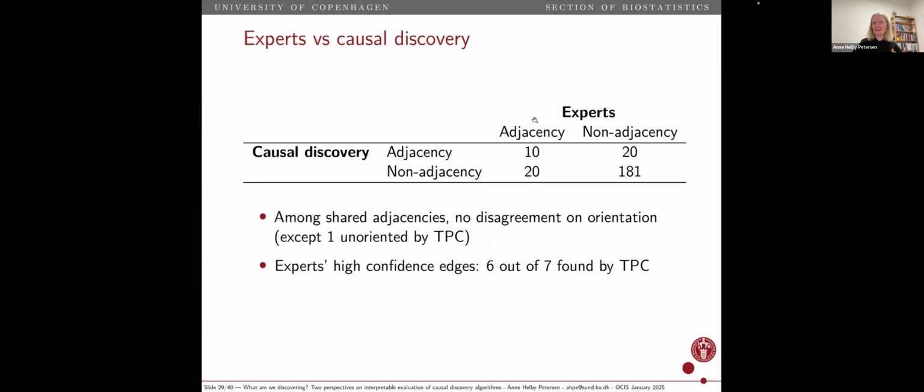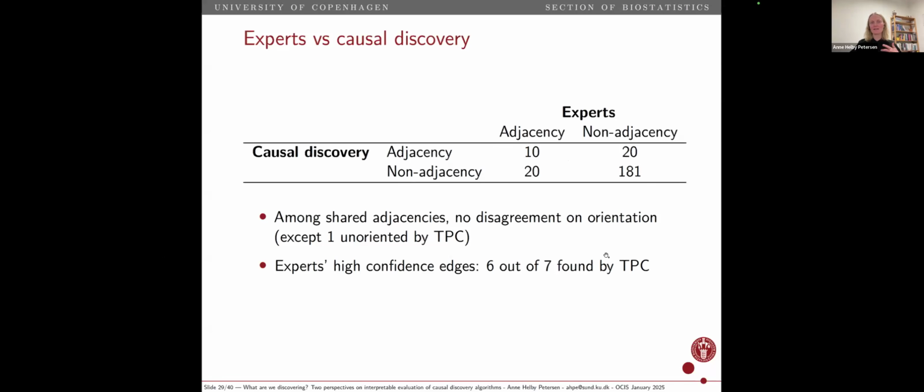So we see that the experts agree with the causal discovery about 10 edges. Then there are 20 edges proposed by the experts who are not in the causal discovery output. And there are 20 edges proposed by causal discovery that are not in the expert output. And the symmetry here is by construction, because we tuned the causal discovery algorithm to have the same number of edges as the experts had in their graph.